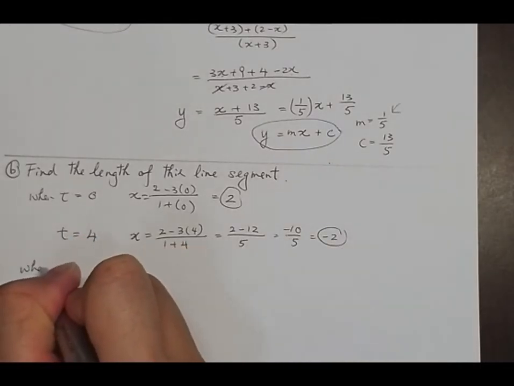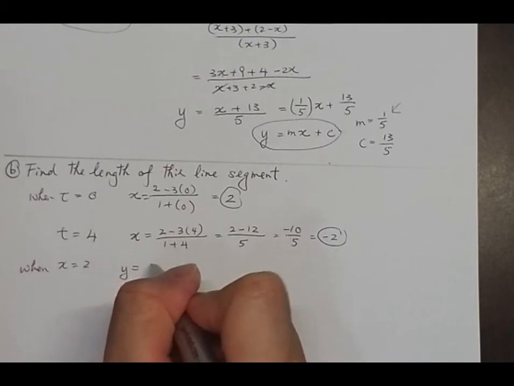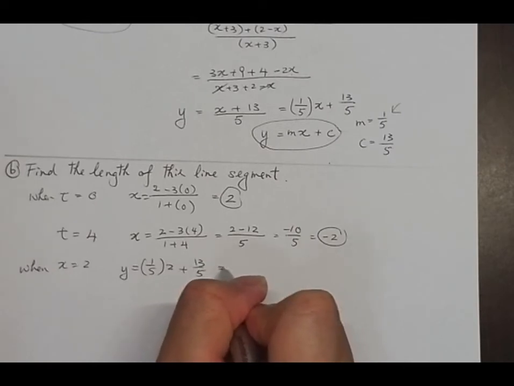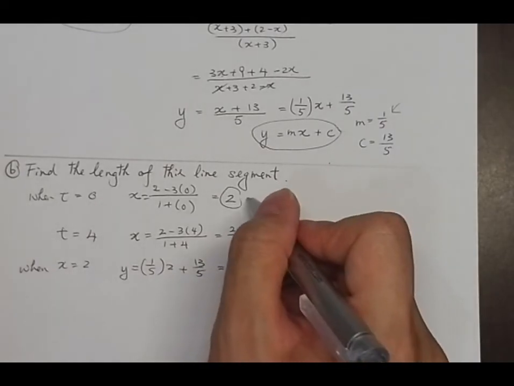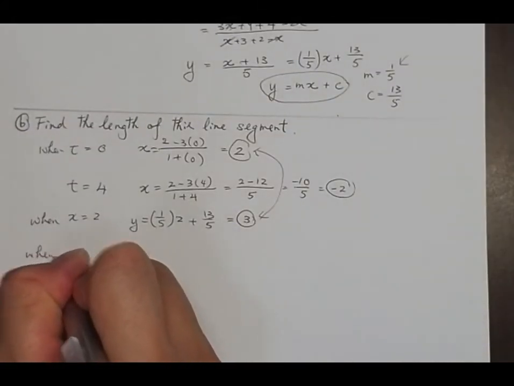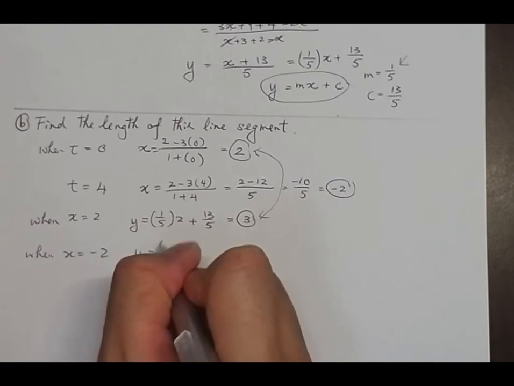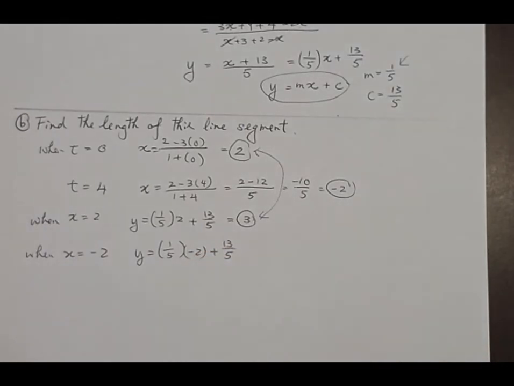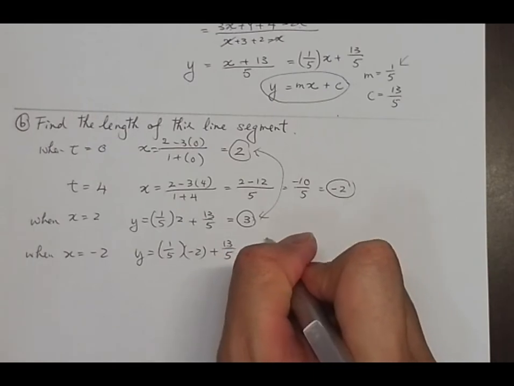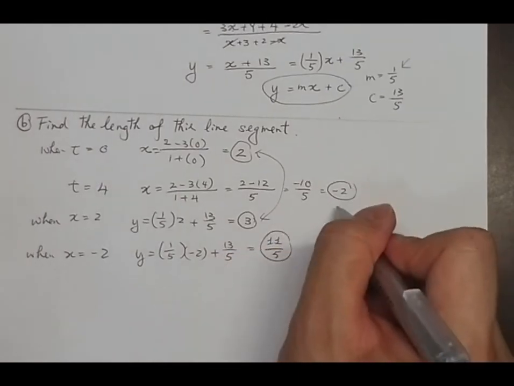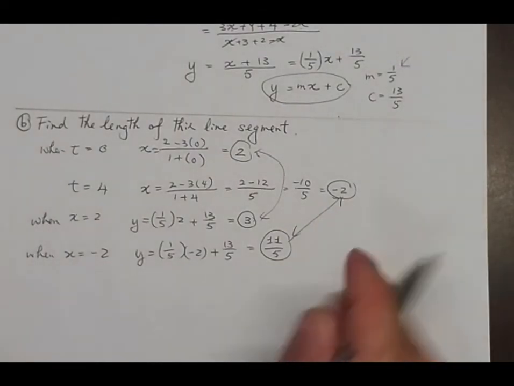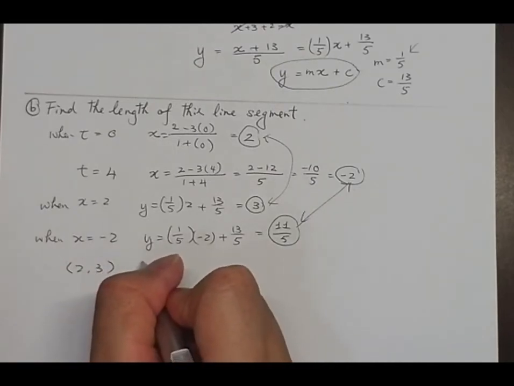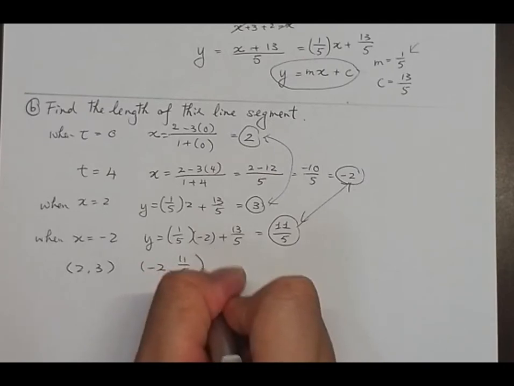When x equal to 2, y is equal to 1 fifth times 2 plus 13 over 5, so y is equal to 3 when x equal to 2. So when x is equal to minus 2, y is equal to 1 fifth times minus 2 plus 13 over 5. And y is equal to 11 over 5 when x is equal to minus 2. So we have 2 points. From here is 2 and 3. And the other point is minus 2, 11 over 5.